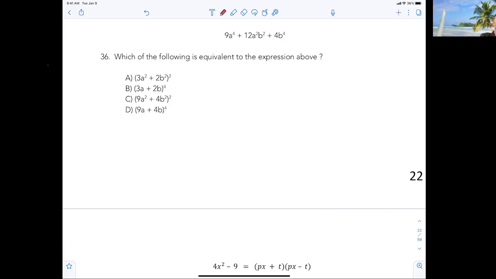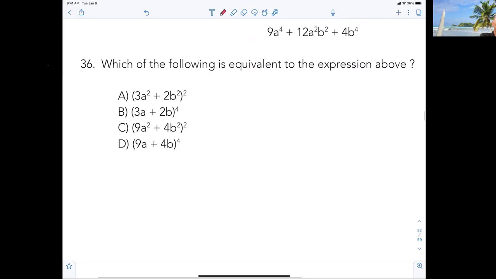Now, let me just explain something. Does everybody agree I'm looking for 9A to the fourth, right? 3 squared, is that 9? a squared squared, that's a to the fourth. So that's a possibility. 3 to the 4th, is that 9? No. 9 squared, that's not 9. 9 to the 4th. And I tell kids all the time, I just don't understand. Right? Something as simple as that.